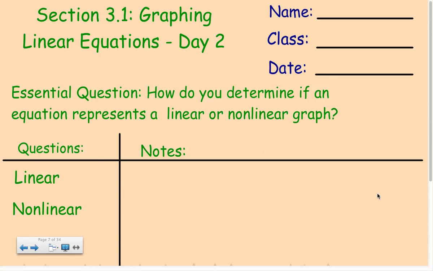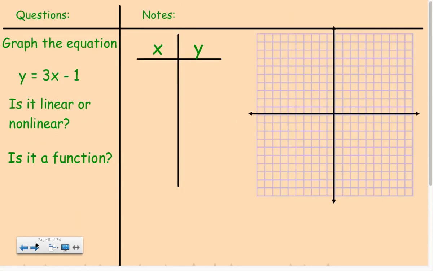Our essential question for this lesson is the same as it was yesterday. So how do you determine if an equation represents a linear or nonlinear graph? Remember that a linear graph is a graph that makes a straight line. A nonlinear graph is a graph that does not make a straight line. If you do not have your worksheet out already, get it out now. You'll notice that this first problem, y equals 3x minus 1, is number 1 on your worksheet.